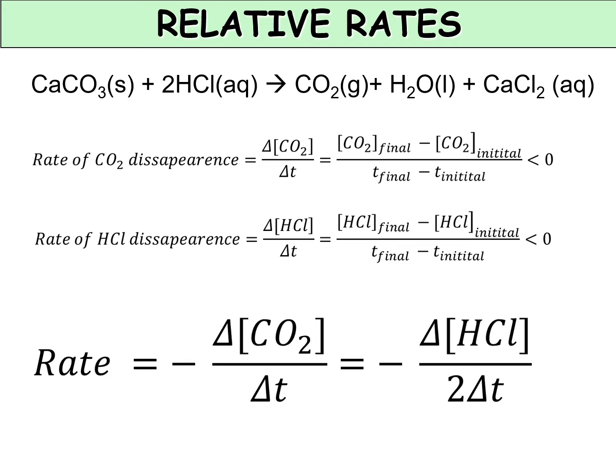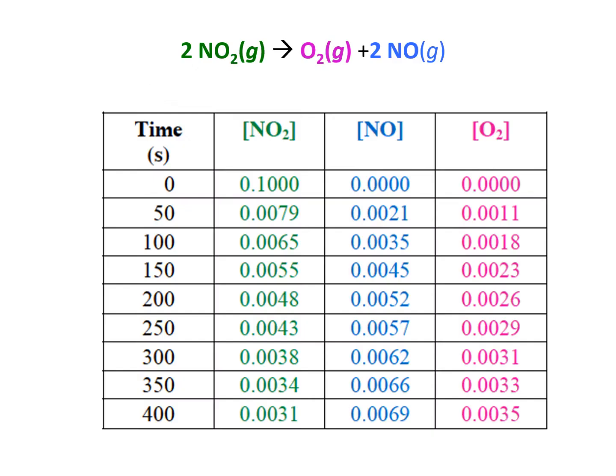If we want to compare the rate of disappearance of calcium carbonate with the rate of disappearance of hydrochloric acid, they are both reactants, so for both we need to use the minus sign, but for the HCl we need also to divide by 2 because there is a coefficient of 2 in front of the hydrochloric acid.